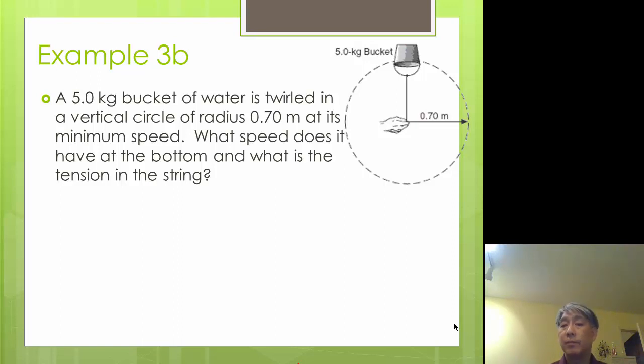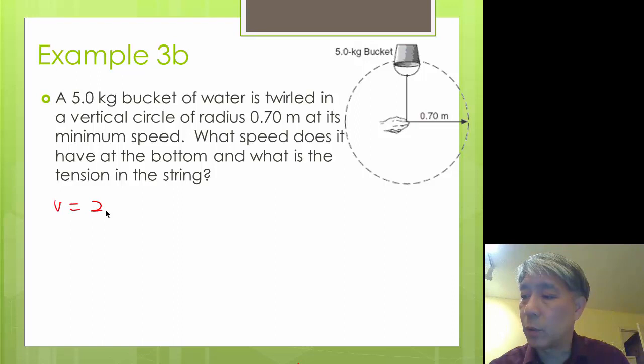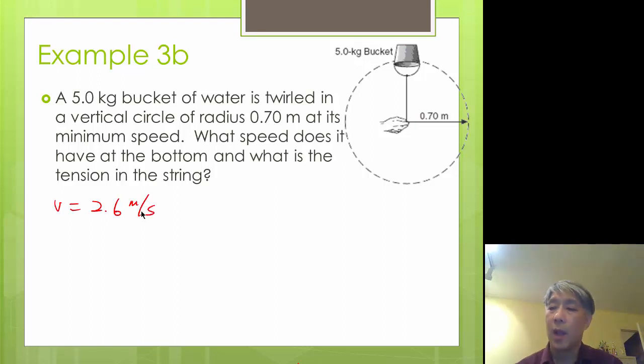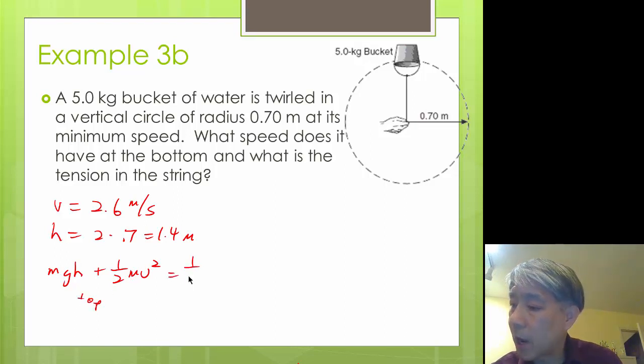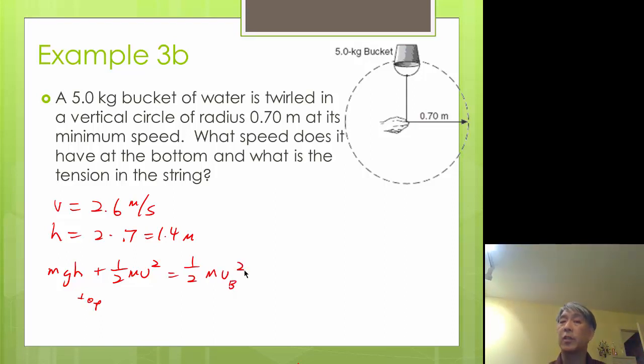So all of a sudden, I have to calculate something at the bottom when I can only figure out a minimum speed at the top. Okay, so we did figure out that minimum speed. That minimum speed at the top happens to be 2.6 meters per second. But it also has an h at that point of twice the radius, or 1.4 meters. So I'm going to have an mgh at the top and a 1/2 mv squared at the top. And at the bottom, I'm going to have a 1/2 m v_b squared. No gravitational potential energy at the bottom.